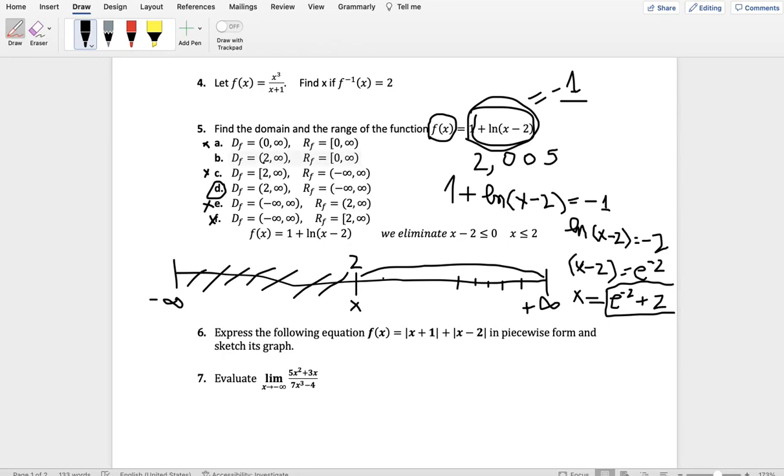So you found a value of x in the domain that does not have a corresponding value in the range, meaning B cannot be the answer. Because remember, for B to be the answer, any value that you take in the domain should have a corresponding value in the range, and vice versa, any value in the range should have a corresponding value in the domain.